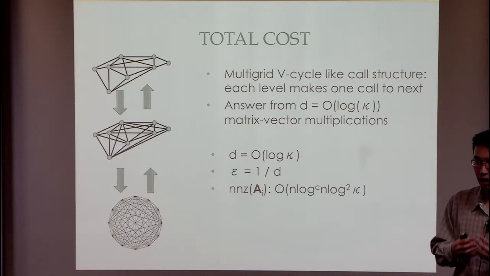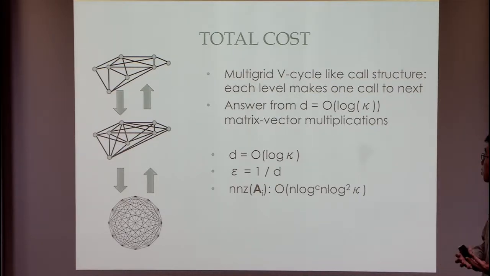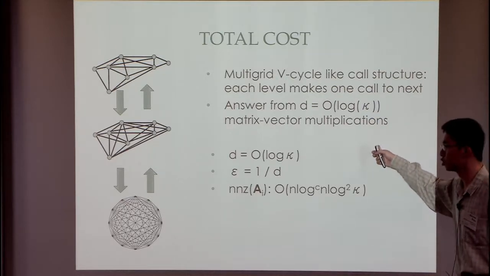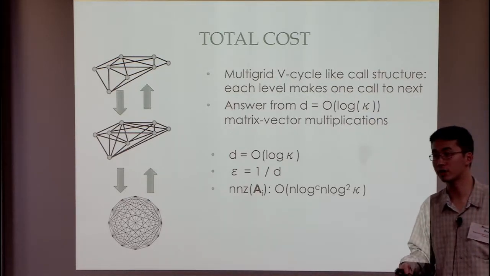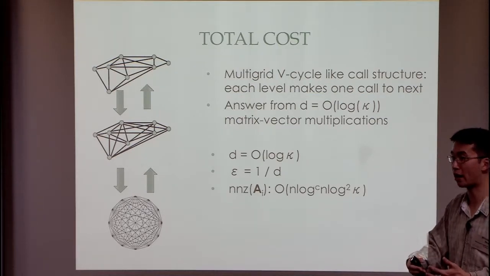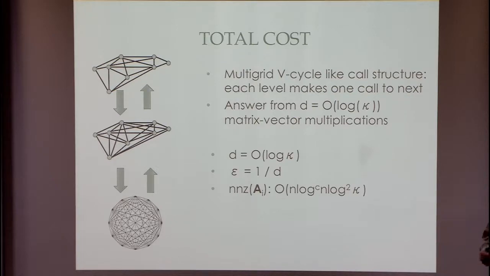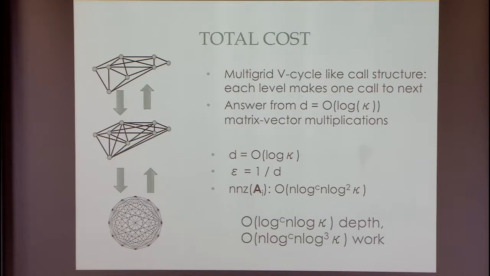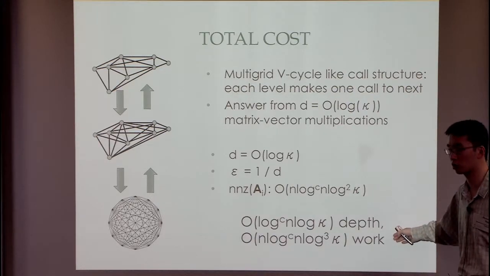So this leads to something that looks extremely similar to the multigrid algorithm. So it's a V-cycle-like algorithm. And what we get is a solution from matrix vector multiplications involving log kappa sparse matrices. So we get a depth of log kappa. So we need to set epsilon to roughly 1 over the depth for the total error to be small. So the number of non-zeros at every level is going to be n poly log n times log squared kappa. Summing over the total size of the chain, because we have one of these matrices per level, we get a total depth of roughly poly log n, and then a work that's also n poly log n.